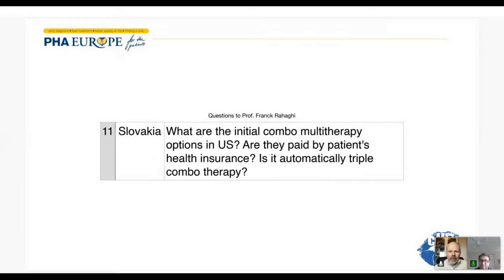Okay. Slovakia, what are the initial combo multi-therapy options in the US? Are they paid by patients' health insurance? Is it automatically triple combo therapy?